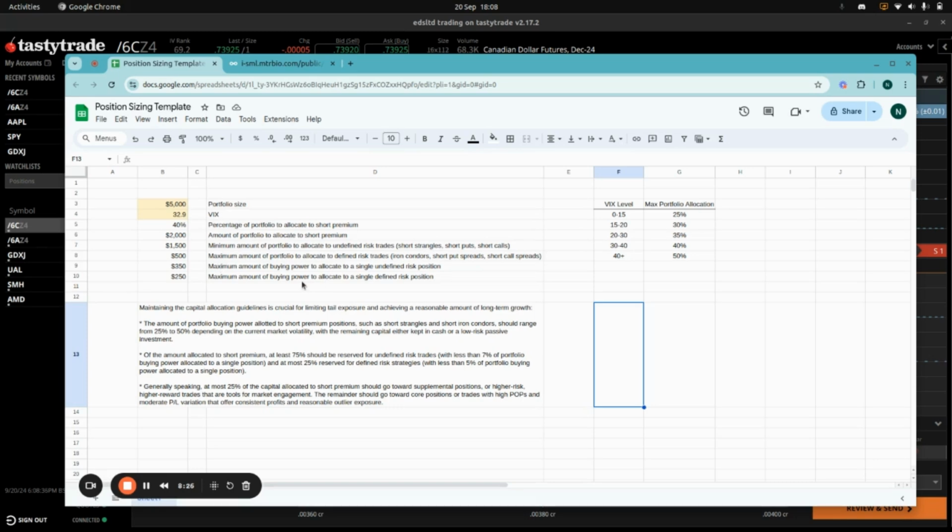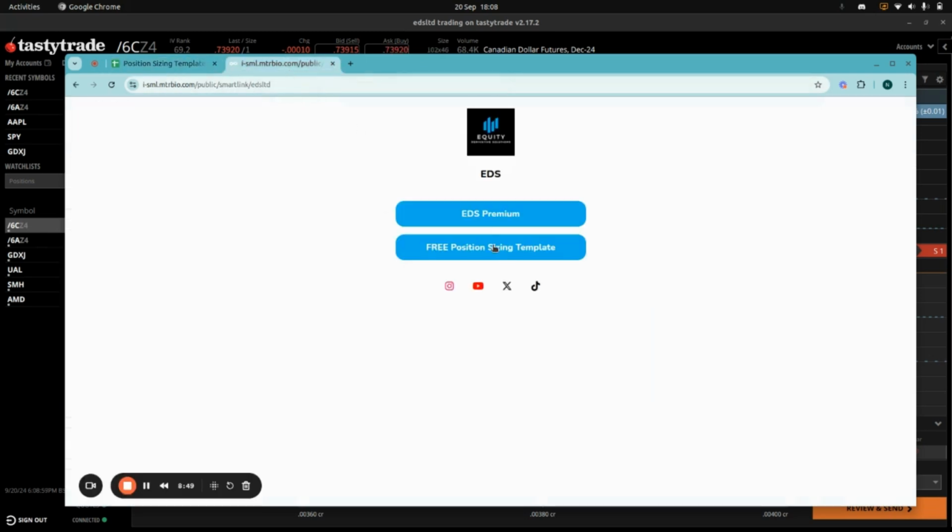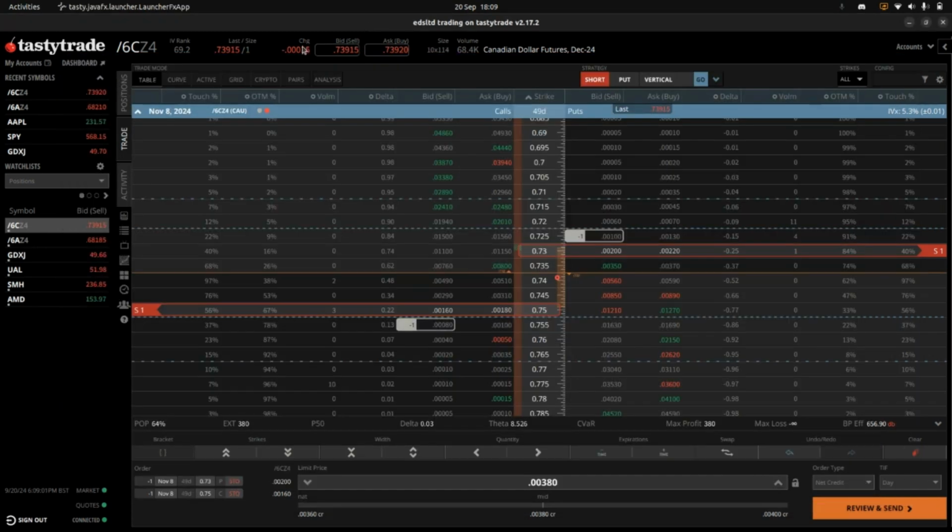Use it to form the backbone of your portfolio. It tells you how much buying power to allocate to defined risk positions, undefined risk positions, and how much buying power to allocate to short premium in general, compared against your overall portfolio. So follow this template and you'll be fine. It is free. Everybody can get it for free. Link is in the description. Just click on free position sizing template.